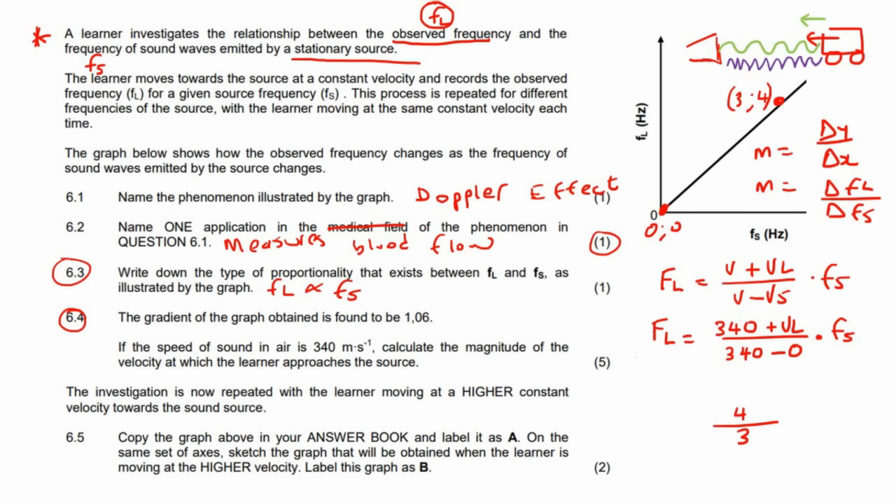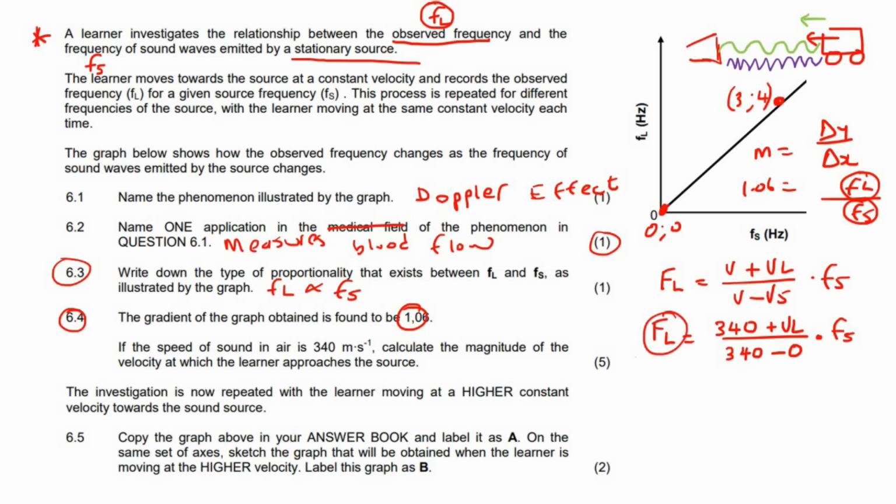And so we can actually just end up using that one little point over there to get our gradient. So we don't even need to use change, really. That's what I was trying to say. So they told us what the gradient is. It's 1.06. So we can just say 1.06 for fL over fS.